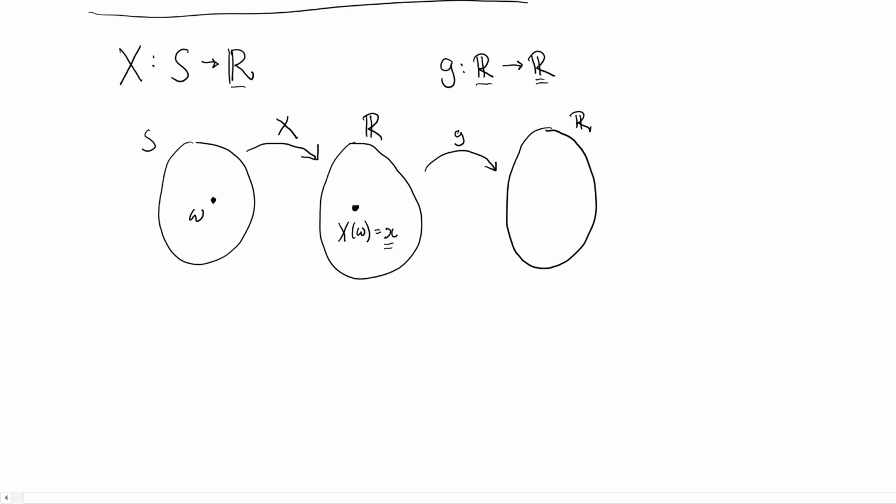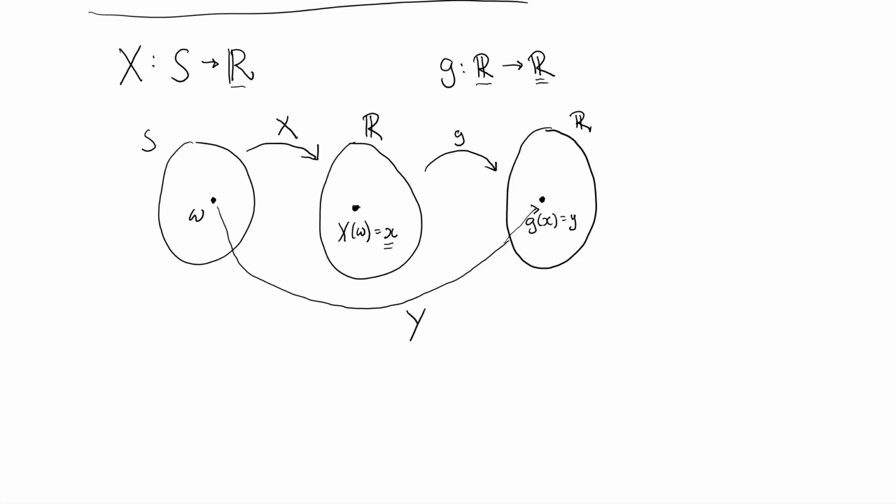So this particular point, lowercase x, will be mapped to g of lowercase x. And we denote that by lowercase y. So this way I go from omega to lowercase x to lowercase y. The composition of both these functions will take me straight from omega to lowercase y. And this composition is then the random variable y. It will map the specific outcome omega into the lowercase y, which is exactly what we get if we do the double jump from omega to lowercase x and then to lowercase y.